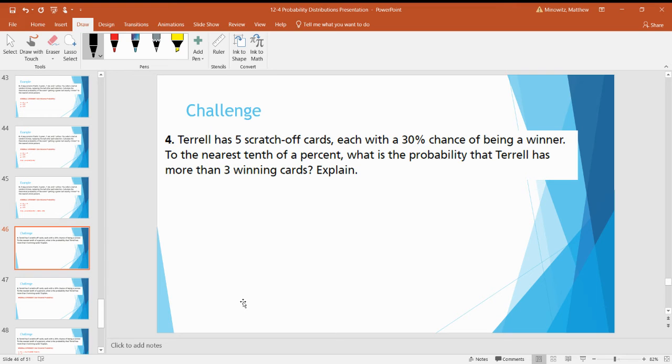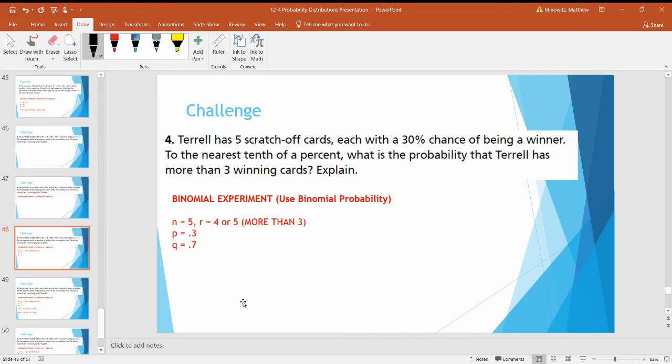Okay, so once again, I always say it's a binomial experiment. You either win, you lose, it's 5 trials. But in this case, it says more than 3. So we can either have 4 winners or we can have 5 winners. And we're going to have to do each of these separately.